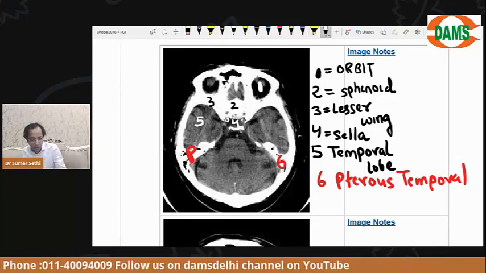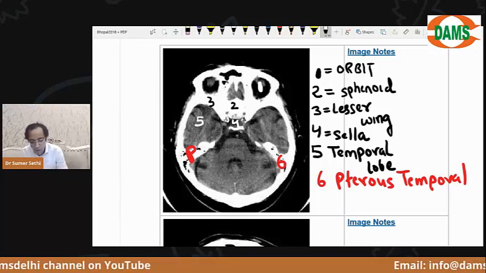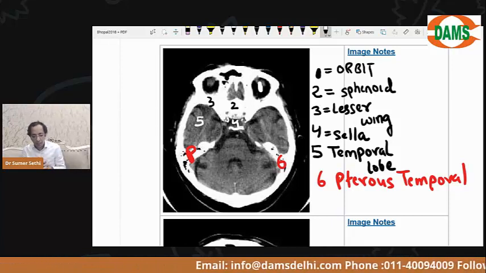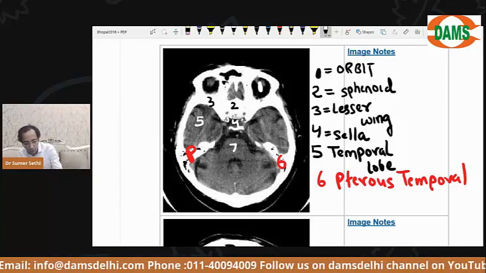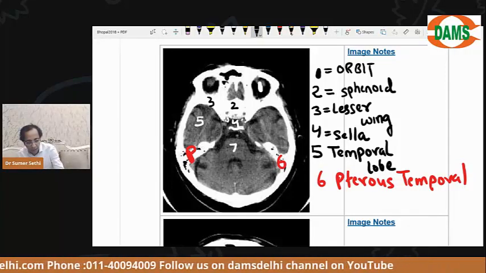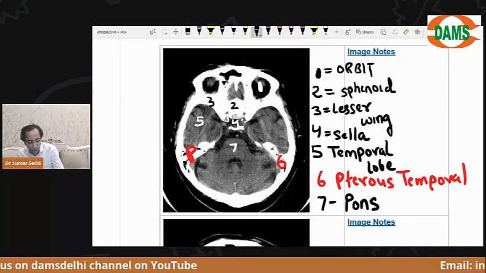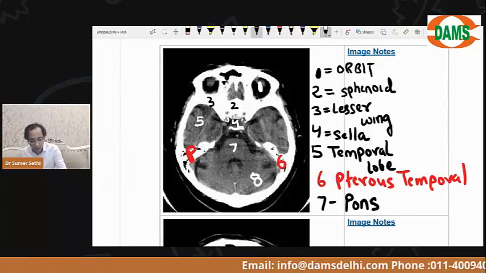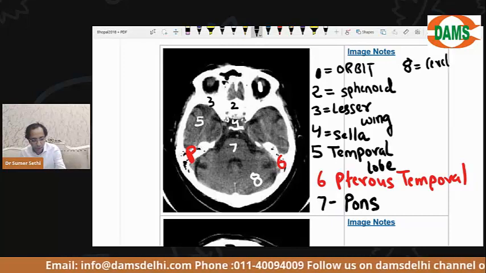So please see. Number 1 is the orbit, 2 is the sphenoid bone, 3 is the lesser wing of sphenoid, 4 is sella turcica, 5 is your temporal lobe, 6 is your petrous temporal bone, 7 is the part of your brainstem where you can see the pons. Okay. 8 is the posterior most part here, which is your cerebellum.